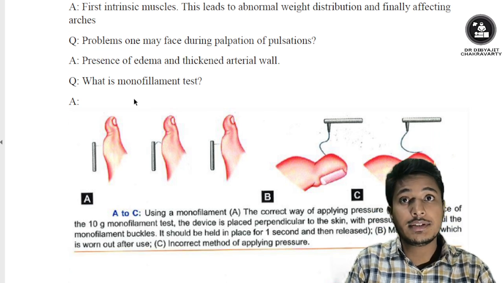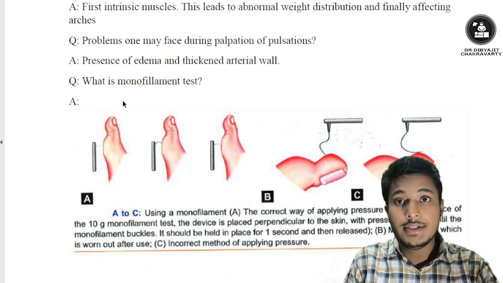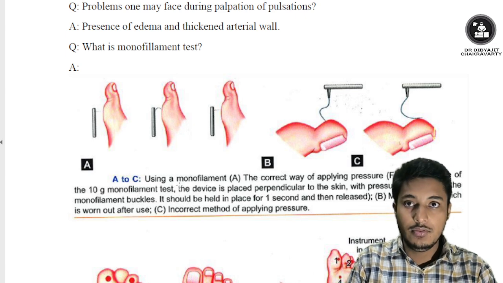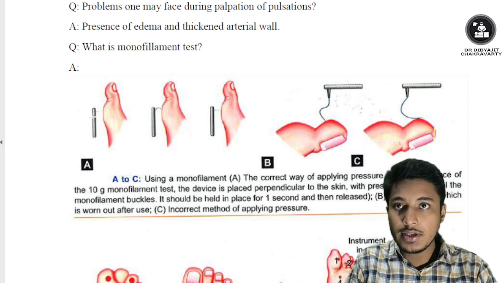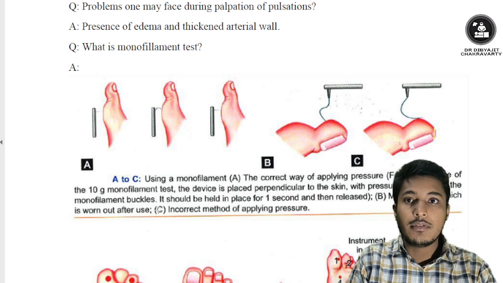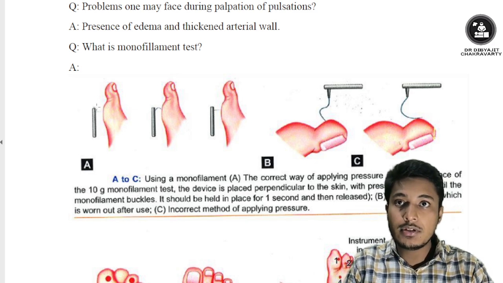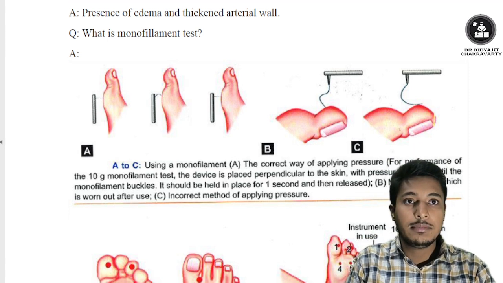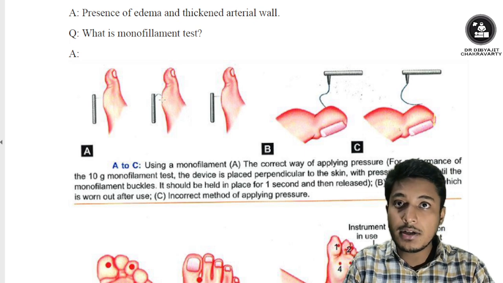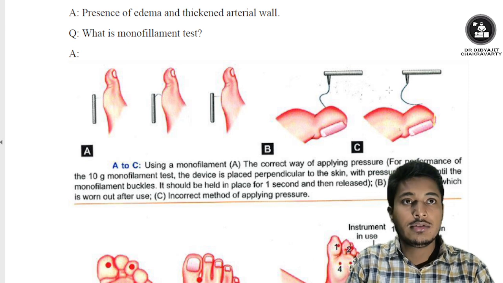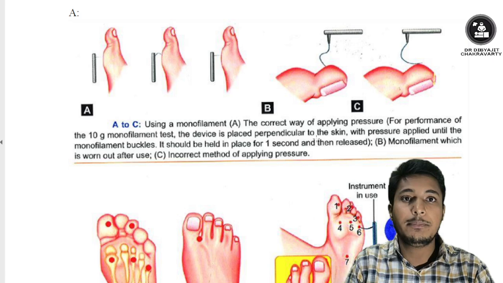So we have discussed previously regarding the monofilament test. It is nothing but a monofilament of 10 gram that is used. In the first image, we can see the correct way of applying pressure. For performance of this test, the device is placed perpendicular to the skin. Here we can see, with pressure, the pressure should be applied until the monofilament buckles. And this is a torn out monofilament, so this is not suitable for the test, and this is also the incorrect method of application of the pressure.